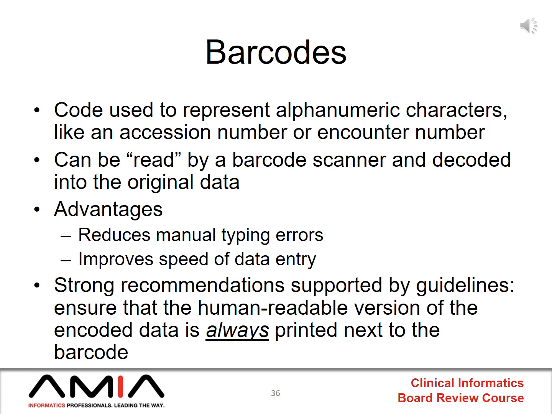Regardless of where you are using barcodes, I would give you my very strong recommendations, which are supported by multiple guidelines. When you have a barcode either on a patient armband or on a label, the human readable version of the encoded data in the barcode should always be printed next to the barcode. This eliminates the possibility that you run into a situation where a barcode reader is not available and you're not able to identify the number or identifier that the barcode is intended to represent.